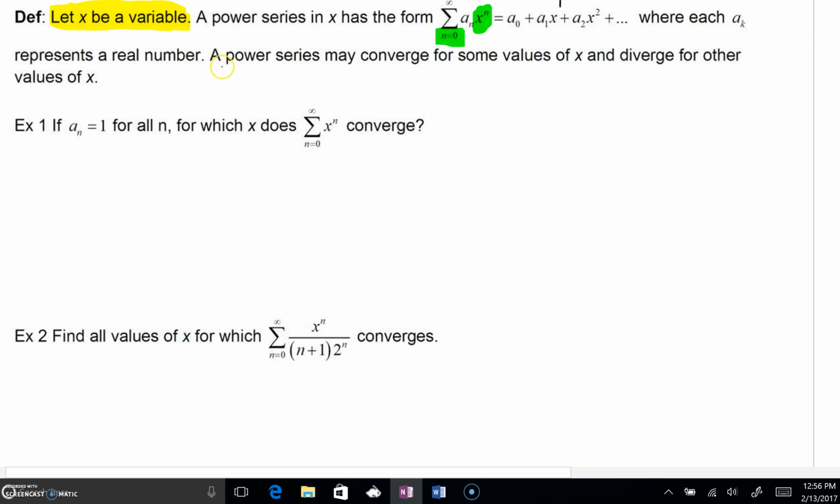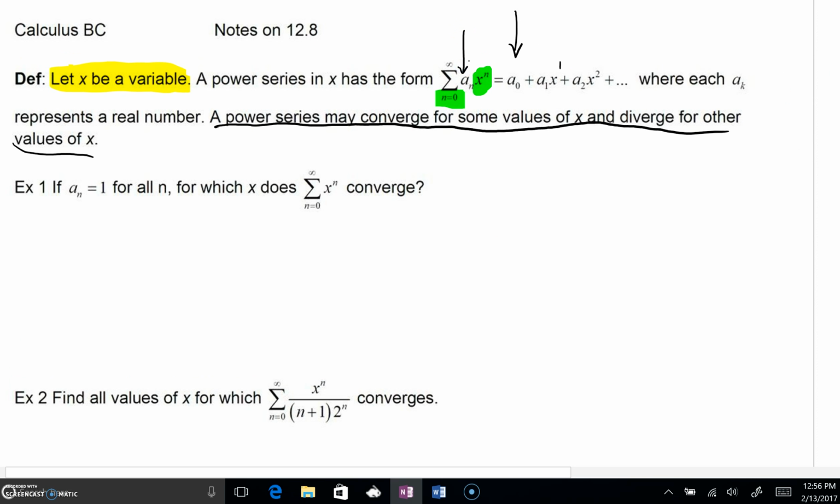Well, here's something that is super important. A power series may converge for some values of x and diverge for other values of x. So with the appropriate choice of x, you could see, oh wow, this series actually will converge. And with a very different one, you can actually get divergence. So let's assume that this formula in front of x to the n, let's consider it to be the most simple and basic formula of all. Let's just say it's always a 1.